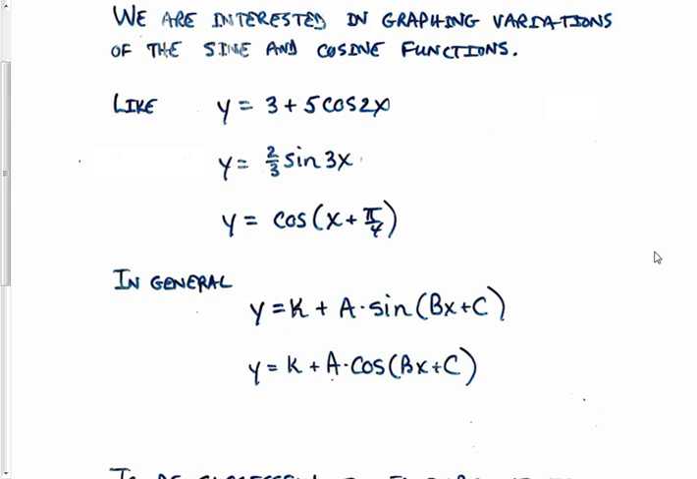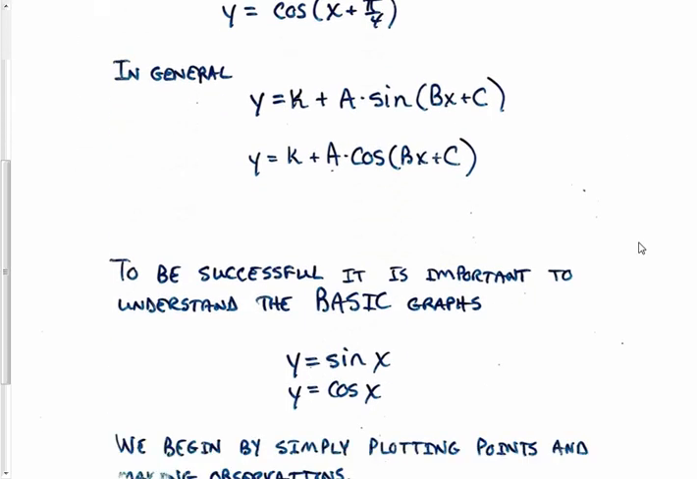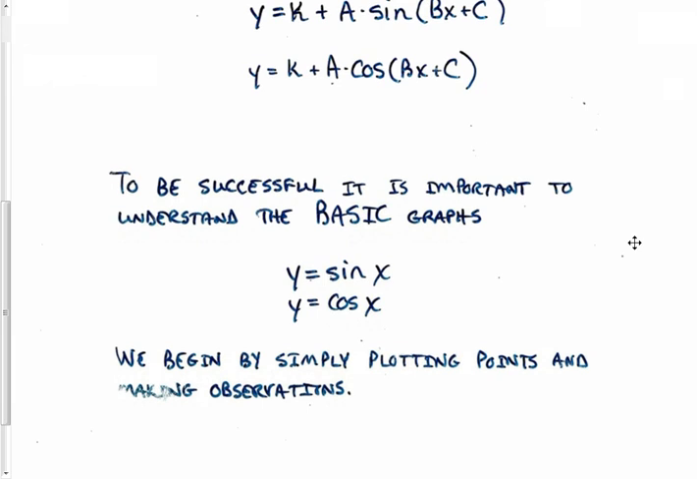But we're interested in general in graphing sine and cosine functions where we have y equals some constant k, plus some constant a times the sine of an expression that is a constant b times x plus a constant c. Now, each of those pieces, k, a, b, and c, will affect how the graph looks. But before we know how they affect the graph, we need to know what the basic graphs of y = sin x and y = cos x look like.